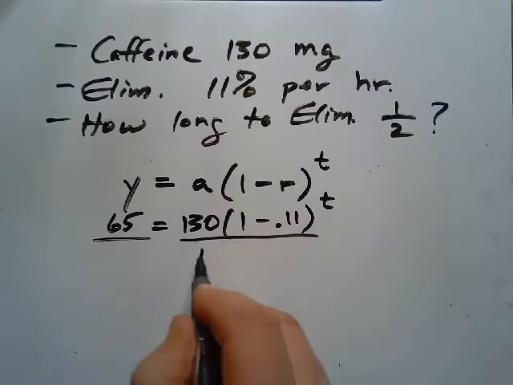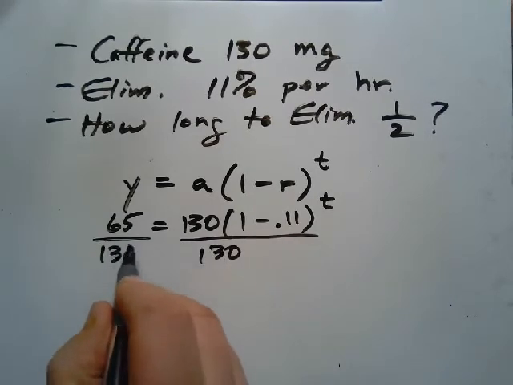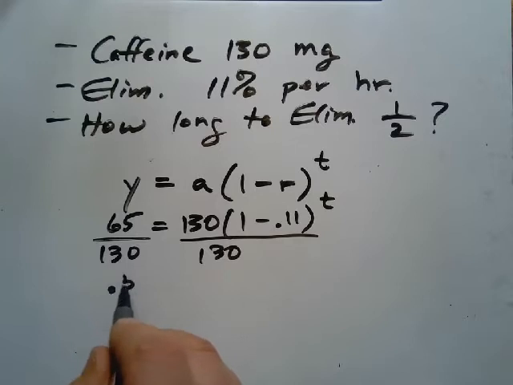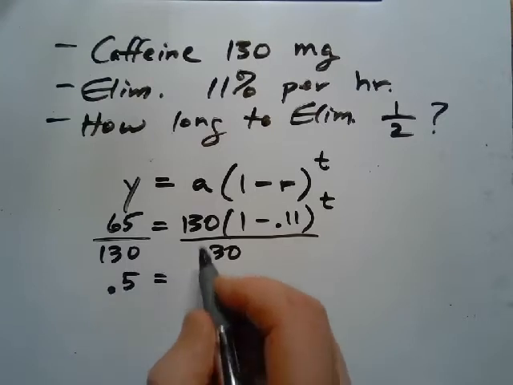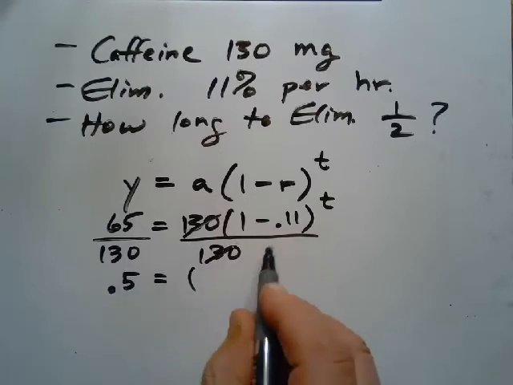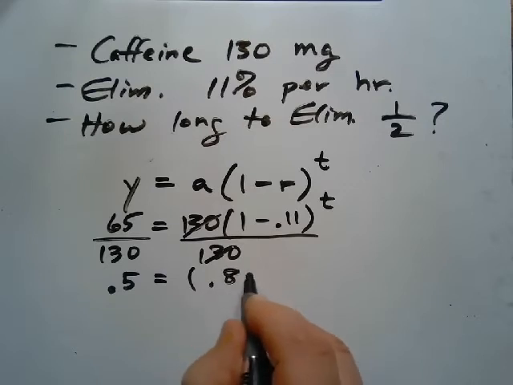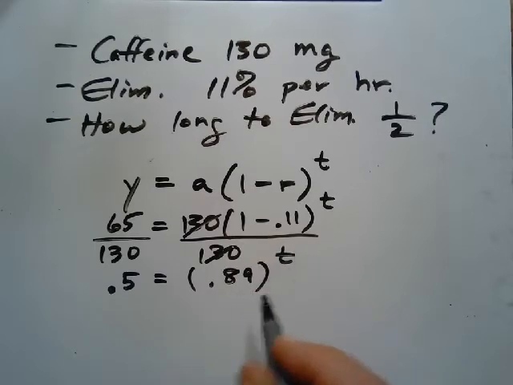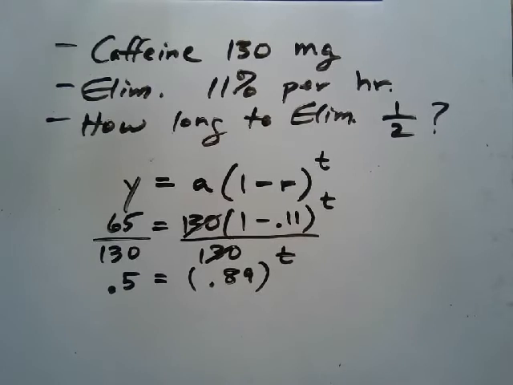But before we do that, let's divide both sides by 130, and we end up with a decimal or a fraction here, 1/2, 0.5. These are going out. And this base now is 0.89. Well, that makes sense because the base is less than 1. It's got to be decay. This is a decay problem.